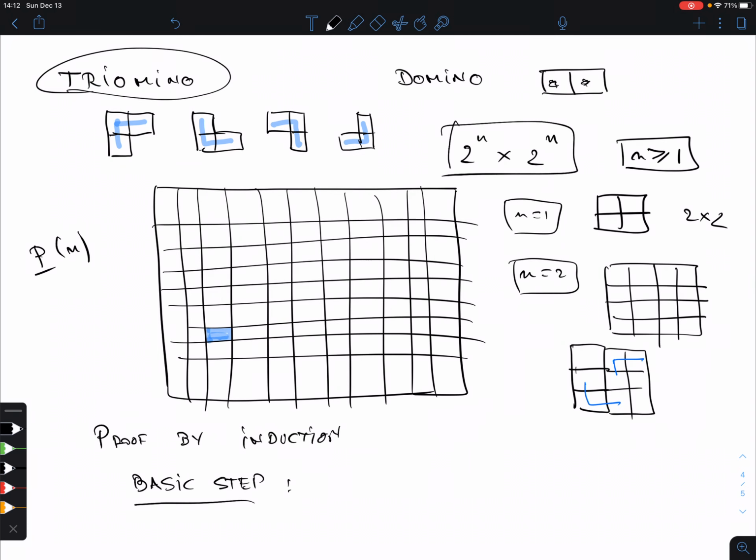And we need at least a board of this size here: a 2 by 2 board, or 4 by 4, 8 by 8, 16 by 16. Remember, these have to be powers of 2. 3 by 3, for instance, doesn't work. So the size depends on n exponentially. Okay, so let's start with this board. The basic step is P1, and that means that we are dealing with a 2 by 2 board, right? If n is 1, this is a 2 by 2 board.